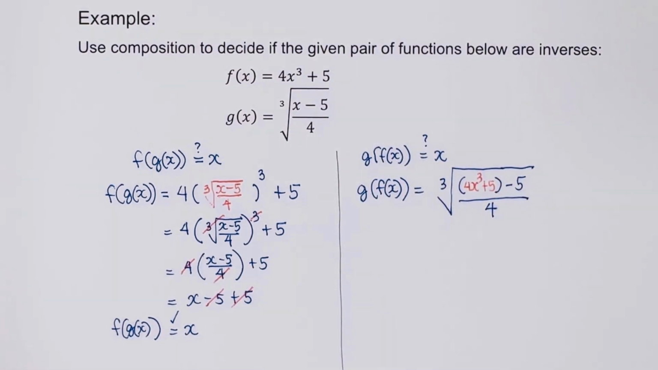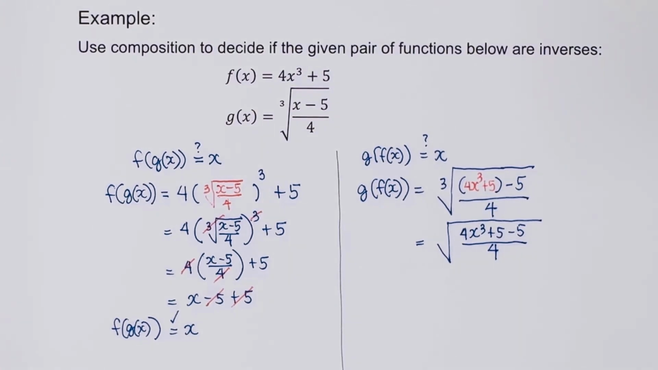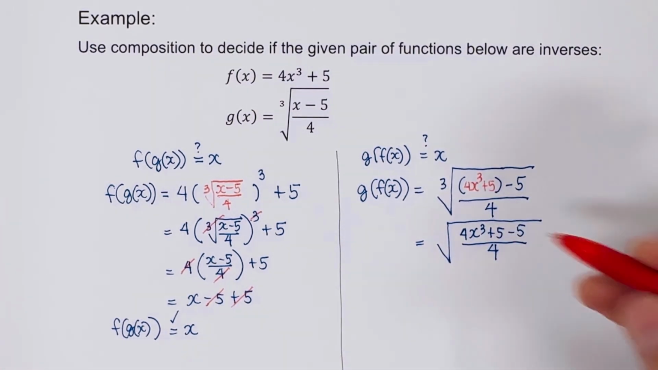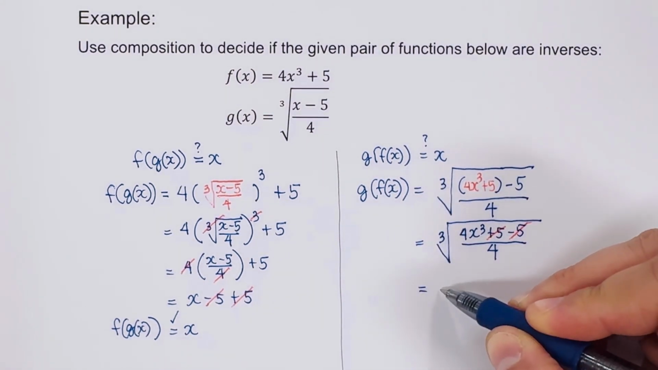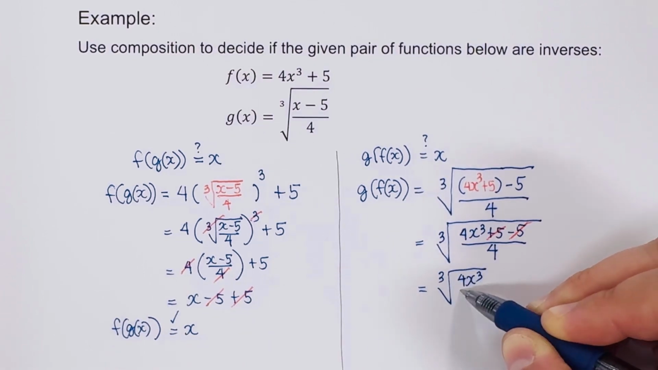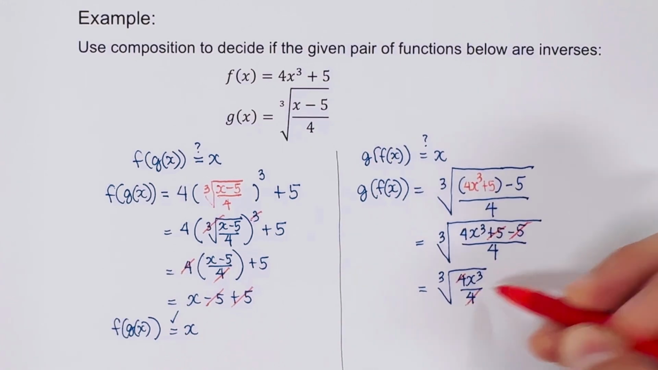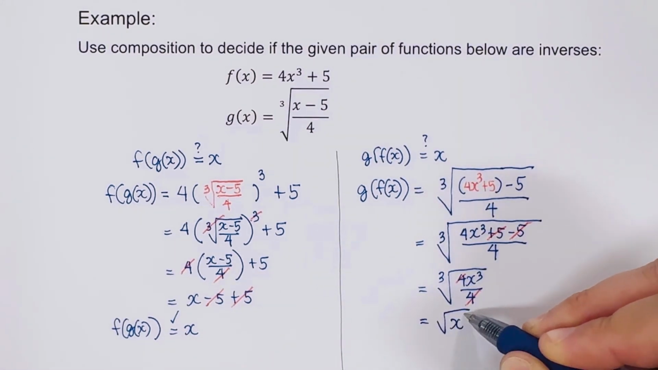So we're going to go ahead and simplify this. In this problem right here, we have a negative 5 and a positive 5, so we can cross this out. Then we go ahead and rewrite this further. So this is the cube root of 4x cubed over 4. From here, we can cross out the 4 and 4. So we are left with the cube root of x cubed.